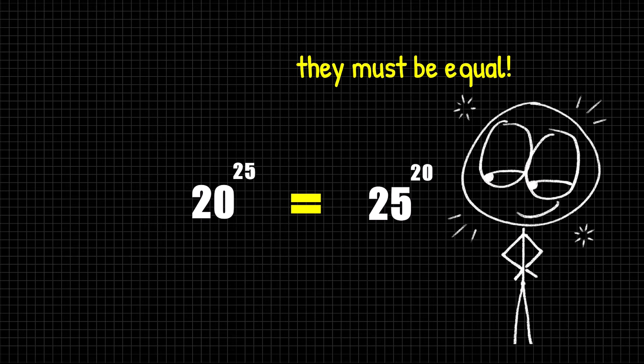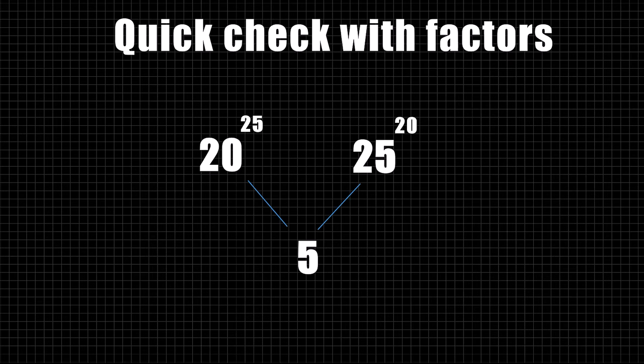Or are they? Everything we just did feels perfectly logical, but it cannot be true. Here's a quick proof from the factors. Let's look at 20 to the power of 25. Since 20 has a factor of 4, this number must contain 4 as a factor. Now look at 25 to the power of 20. 25 has a factor of 5, but it does not have a factor of 4. Raising it to any power will never introduce a factor of 4.